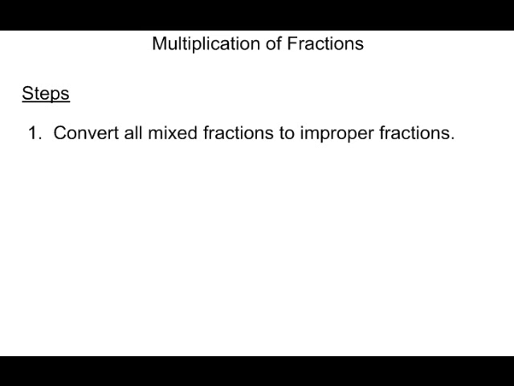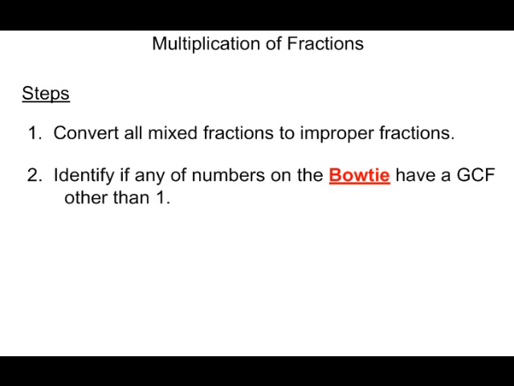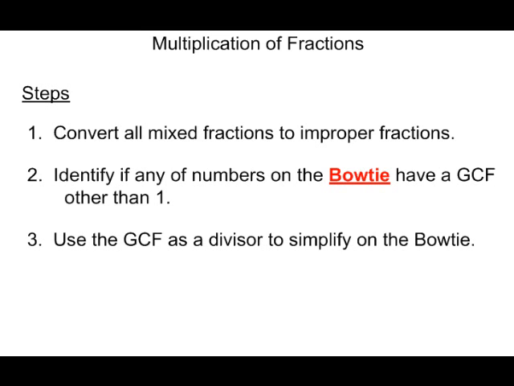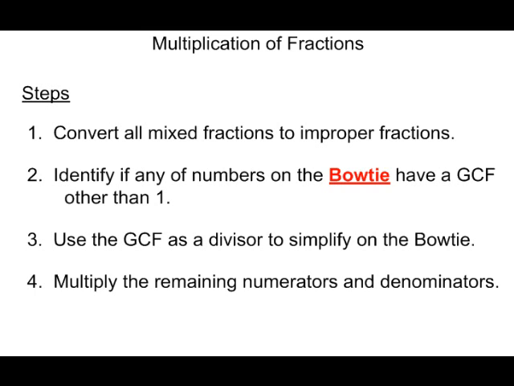The algorithm I'm going to show you does not work if you have mixed fractions. Step 2 is to identify if any numbers on the bow tie have a GCF other than 1. I'll talk about on the next slide what I mean by bow tie. It's a great little visual trick. Step 3 is to use the GCF as a divisor to simplify on the bow tie. So I'll model that when we get to the examples. And step 4 is multiply the remaining numerators and denominators. And what we usually mean by that is to go straight across.